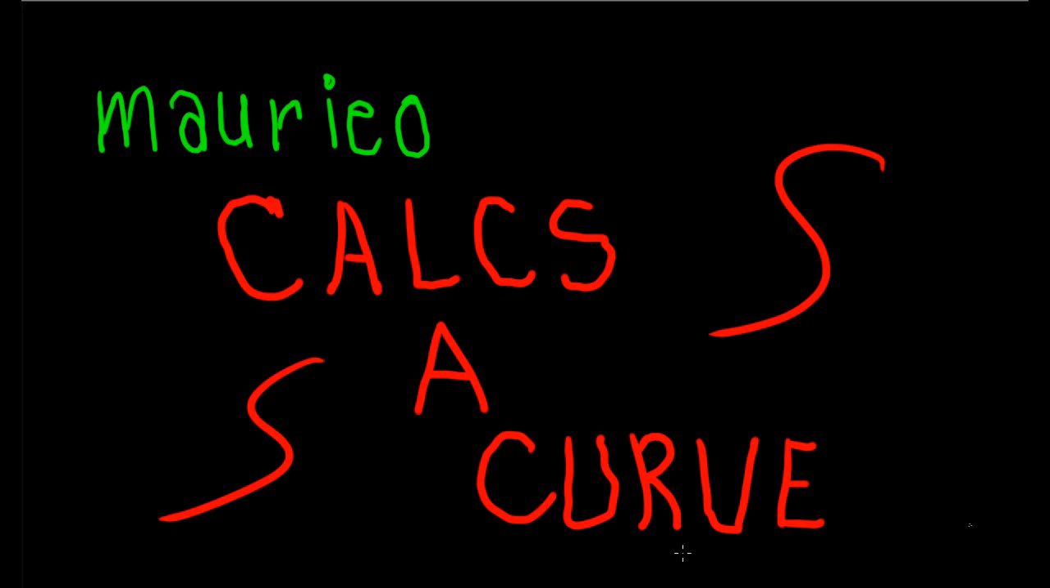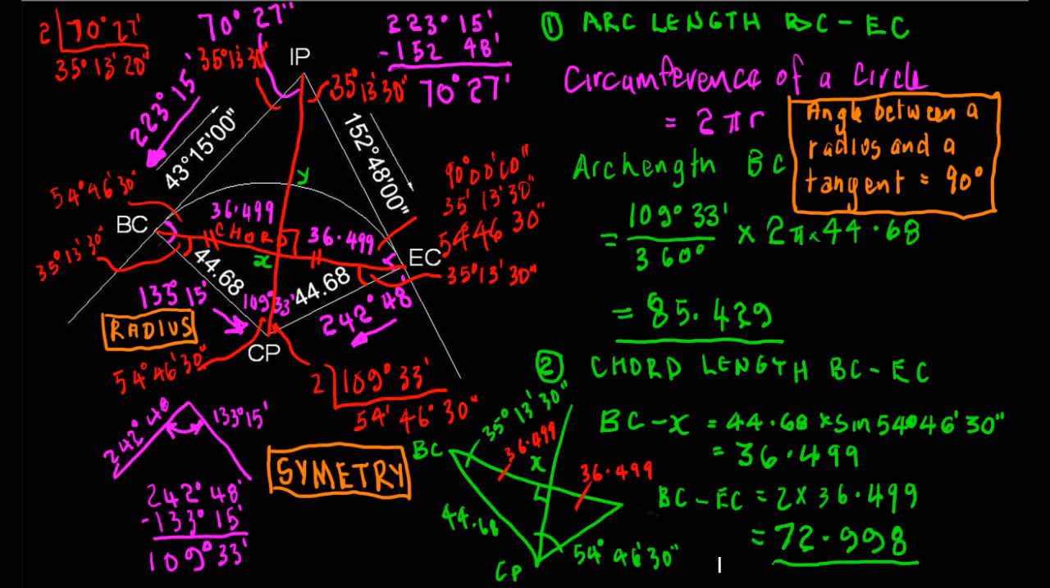Hello, Maurieo! In this video, Maurieo calculates a curve. And here's the curve, hidden here amongst all of this material and calculations. So here's our curve here, 43 degrees 15 in here like so, and 152.48 this way. 44.68, that's the radius there, centre line of a curve.